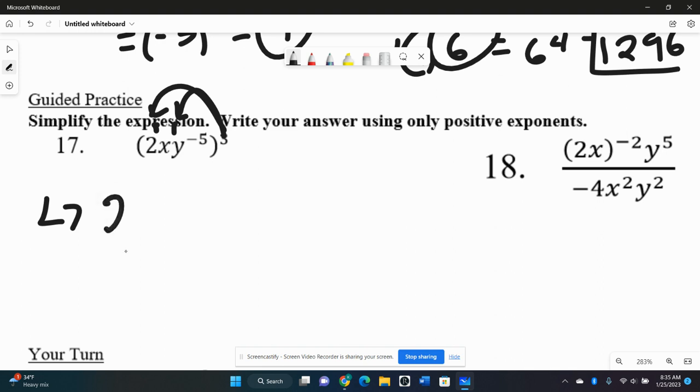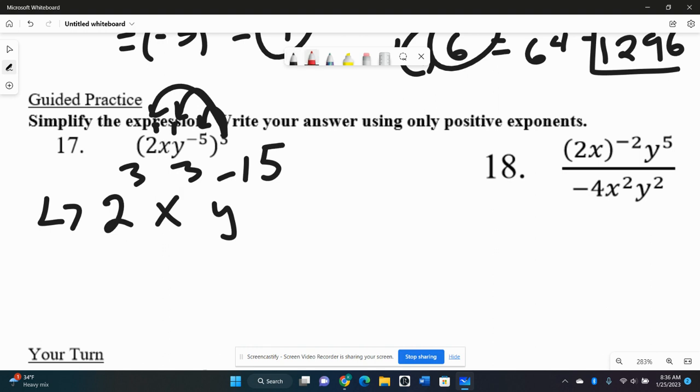So 1 times 3 gives me an exponent of 3 on my 2. 1 times 3 gives me an exponent of 3 on my x. And then negative 5 times 3 gives me an exponent of negative 15. There we go, negative 15 on my y.